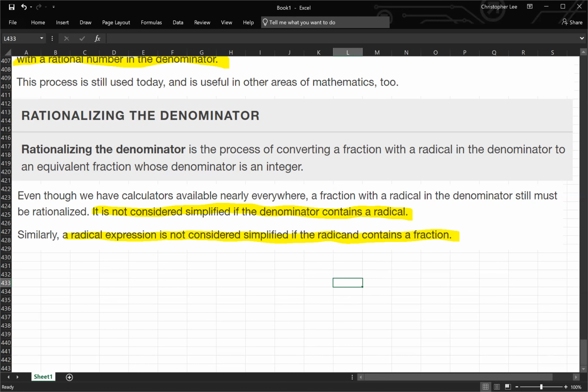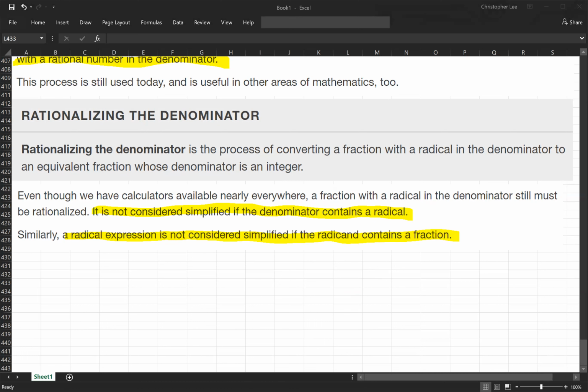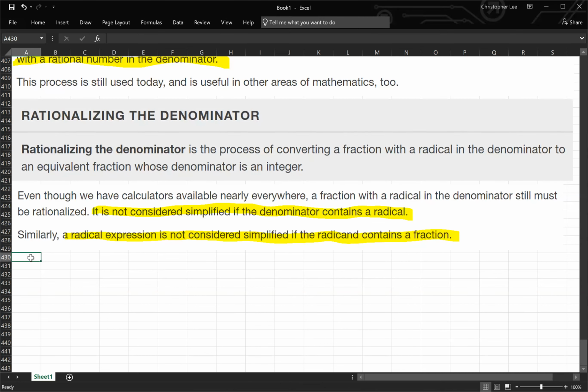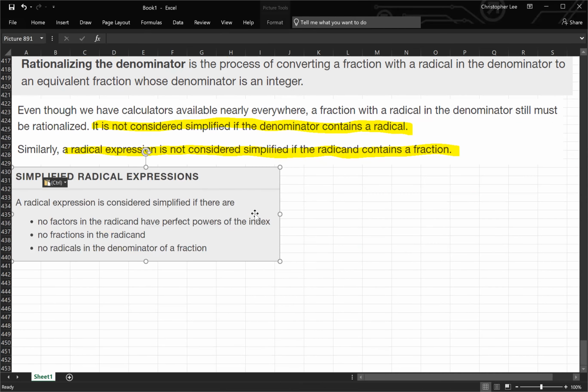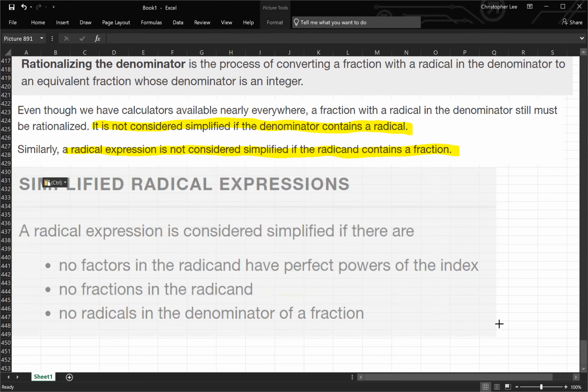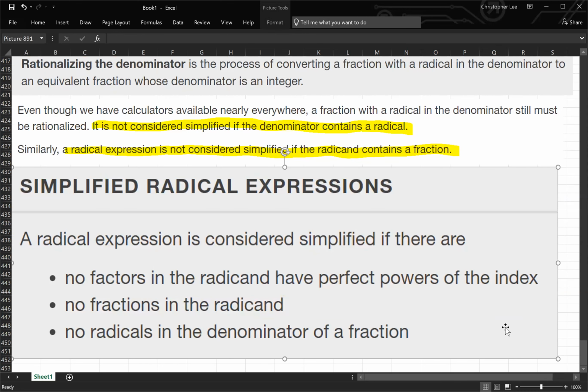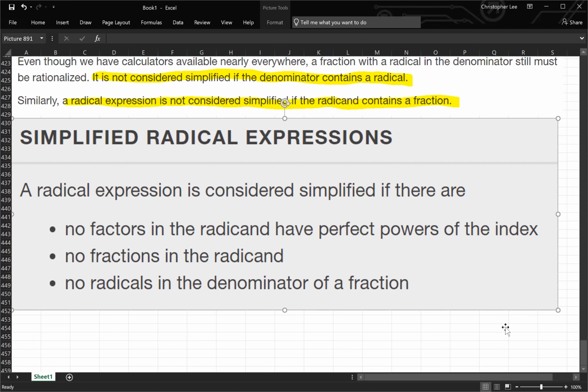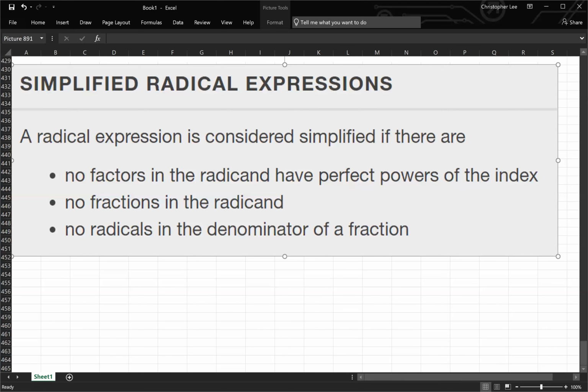That being said, simplified radical expressions. A radical expression is considered simplified if no factors in the radicand have perfect powers of the index, there are no fractions in the radicand, and there are no radicals in the denominator of a fraction. It's so important, I repeated it a fourth time.